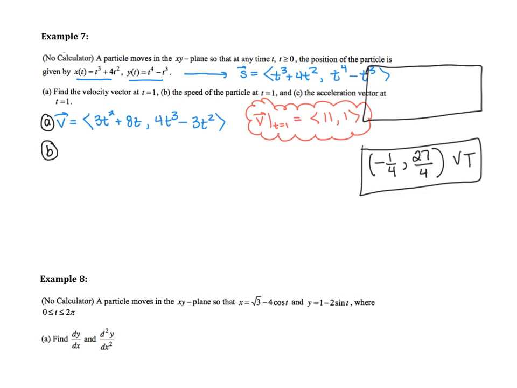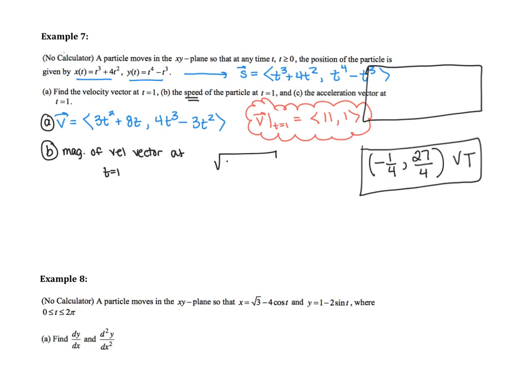Now let's look at part B. It says find the speed of the particle at t equals 1. So if I'm finding the speed of the particle, remember that's going to be the magnitude of this vector. So it is the magnitude of the velocity vector at t equals 1.